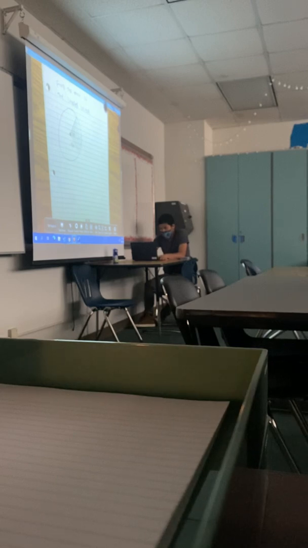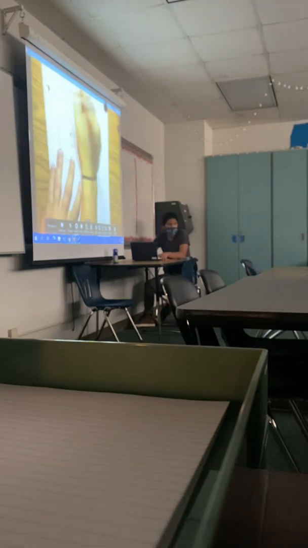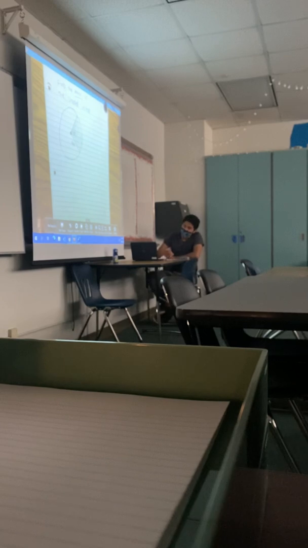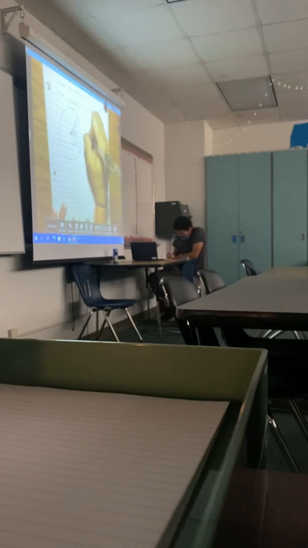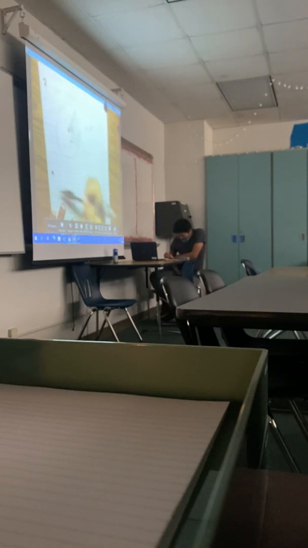So it says find the area of the shaded sector. So I'm looking for the area. What formula am I going to use here? Pi r squared. Right, because the area of a circle is pi r squared. What's my radius in this circle? 9. So I have pi times 9 squared. And again, this will give me the area of this entire circle.